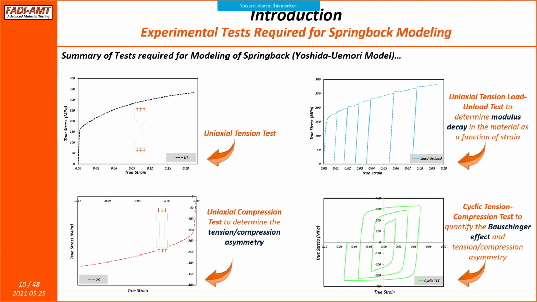This is a summary of the tests that are required for feeding into the springback prediction models, especially the Yoshida-Uemori model. There are mainly 4 tests. It's a uniaxial tension test, very simple. Then a uniaxial tension load-unload test, which is used to determine the modulus decay in the material as a function of strain. We need a uniaxial compression test to study the tension compression asymmetry, and the cyclic tension compression test, which is the most difficult of them all, and it is used to quantify the Bauschinger effect.